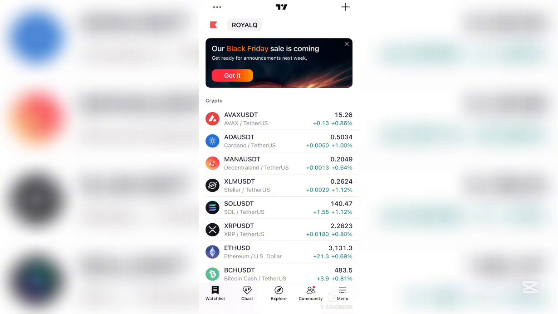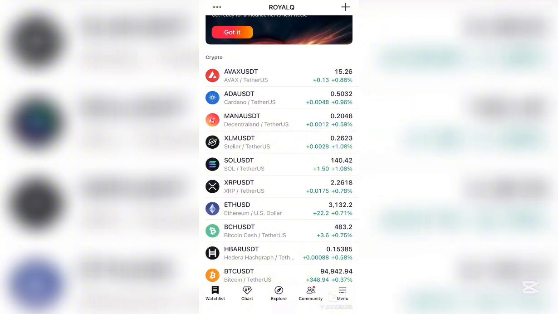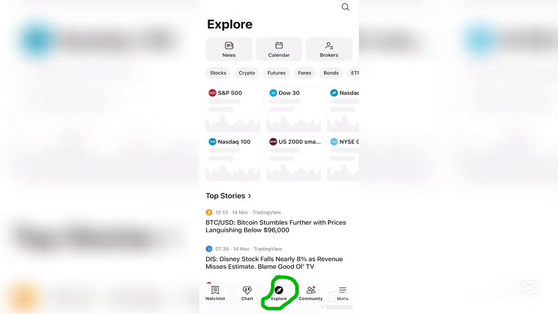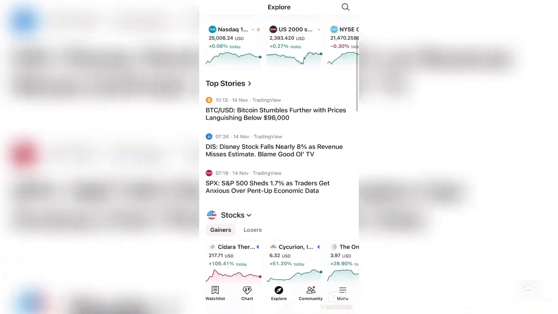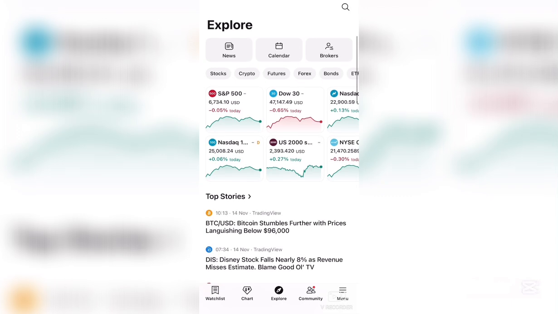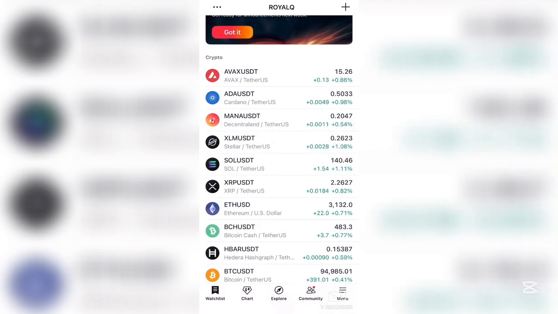TradingView is a tool specifically for technical analysis, though it can be used for some fundamental analysis. And the fundamental analysis is not anything so serious. It's just the news. So when you click on explore at the bottom, you should see some top stories and news over there. All these are fundamentals. Fundamental analysis comes from what's happening with government, on the news concerning crypto.